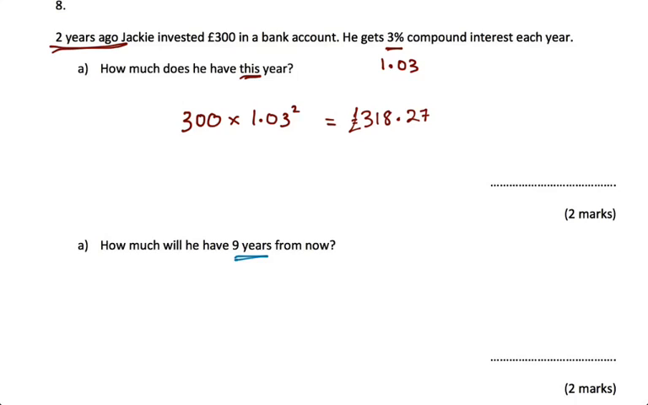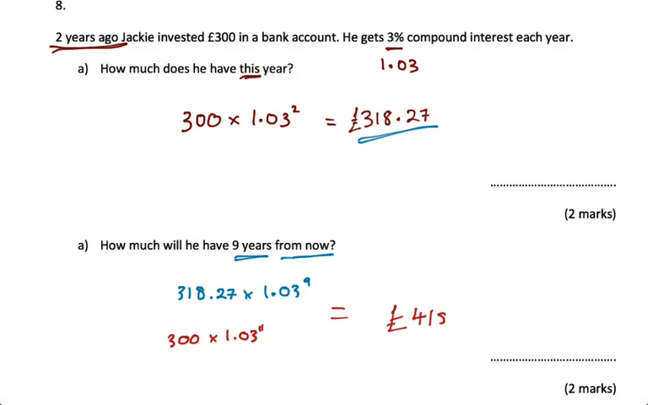£318.27. Next, how much will she have 9 years from now? Well, now she has £318.27, so you could do £318.27 times 1.03 to the power of 9. Alternatively, it's 11 years from when she started investing, so you could have also done 300 times by 1.03 to the power of 11. This would have given you £415.27, rounded to the nearest penny. Excellent. Next question.